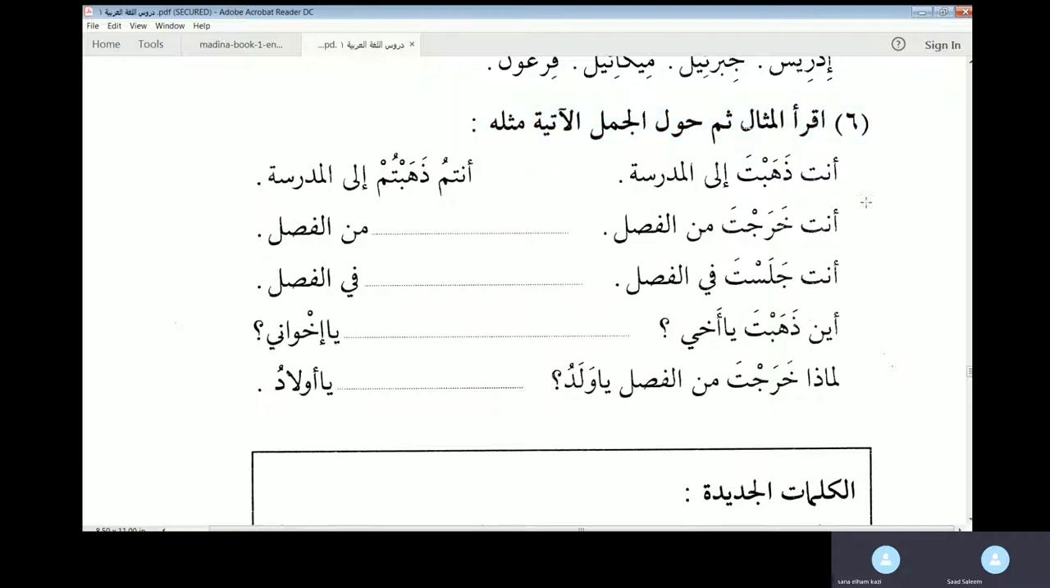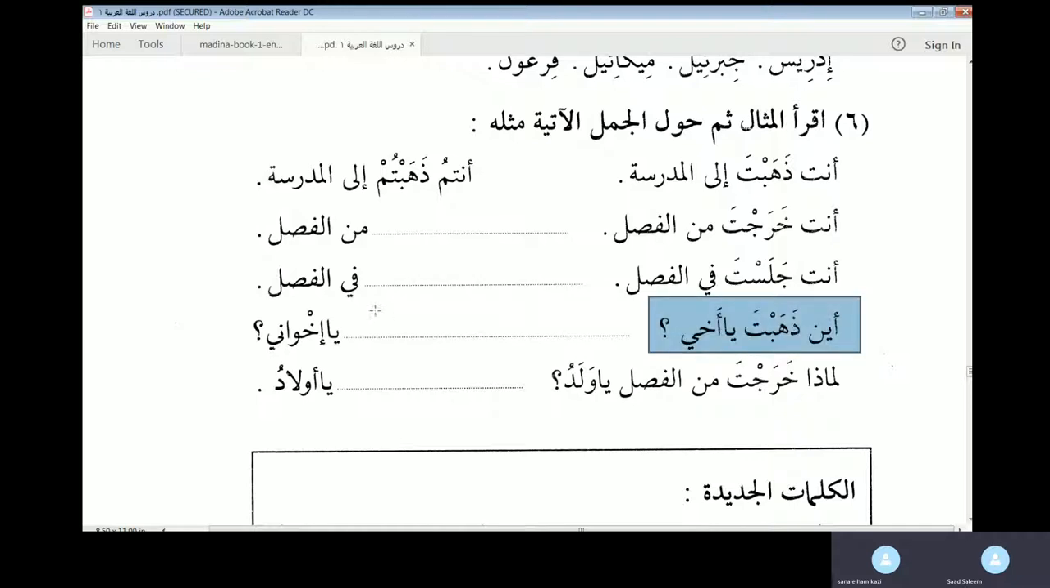Anta dhahabta ila al-madrasah. The example is: Antum dhahabtum ila al-madrasah. You all went to the school. Anta kharajta min al-fasl. You came out of the class. Antum kharajtum min al-fasl. You all came out of the class. Anta jalasta fil fasl. You sat in the class. Antum jalastum fil fasl. You all sat in the class.